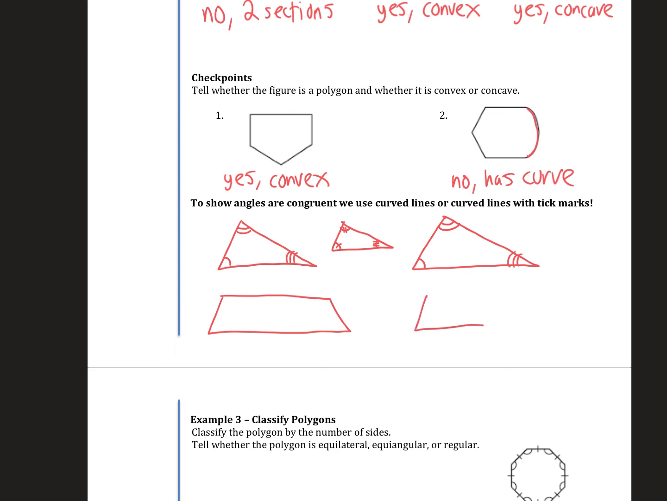So we draw another trapezoid here. Okay, so like I said, you could use these two to match with 2 arcs, or you could go arc with a tick, arc with a tick, arc with 2 ticks, arc with 2 ticks. Okay, that's how you show which angles and sides are congruent. Okay, let us classify some polygons now.